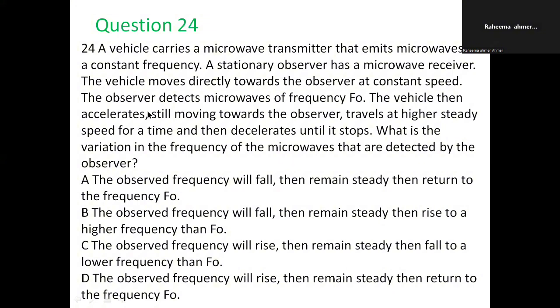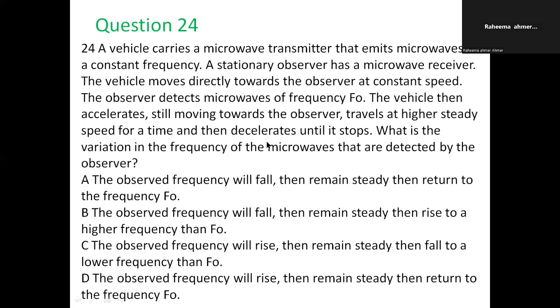So options A and B are wrong because they said that the frequency would fall. Actually, the frequency would rise because the car is accelerating and moving at a higher speed towards the observer. Then it travels at a higher steady speed, meaning it travels at a constant speed, so then it remains steady. I think both options C and D seem correct. And then it says that the vehicle decelerates.